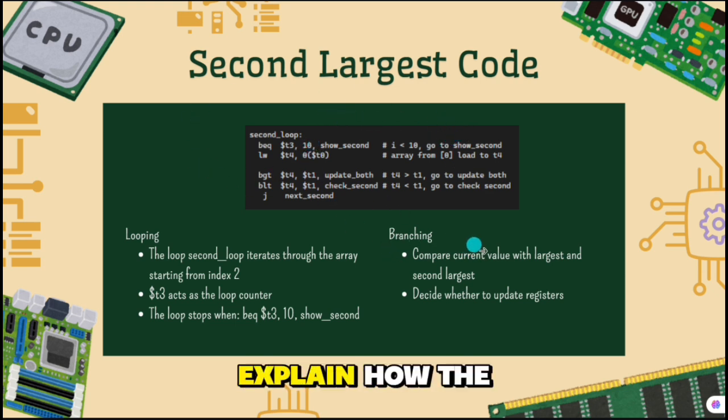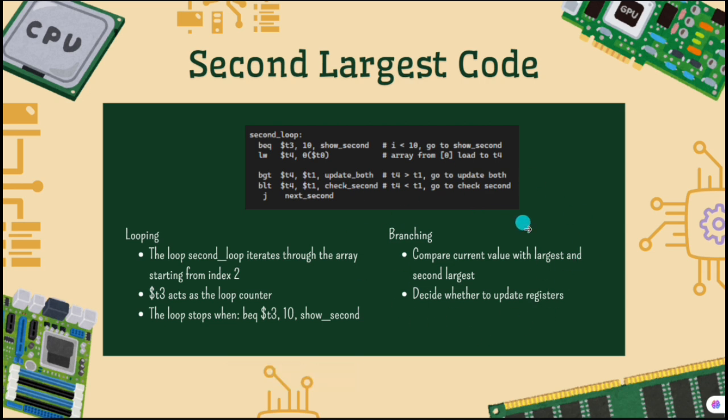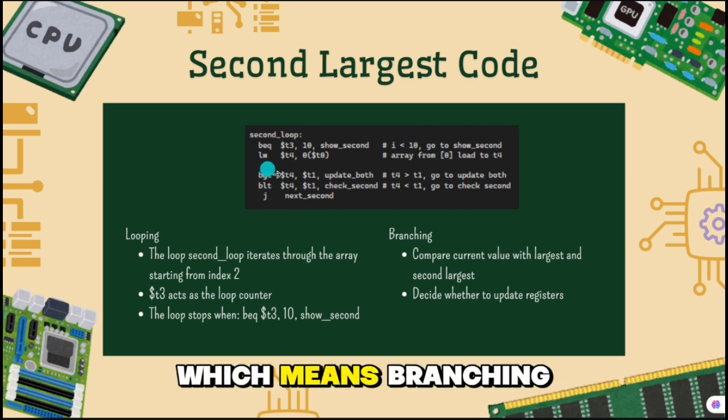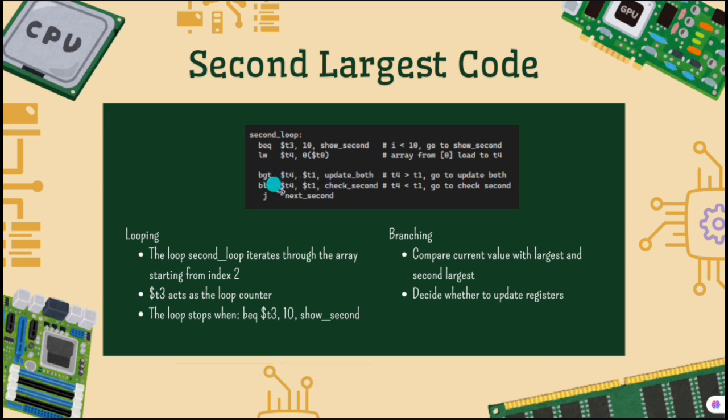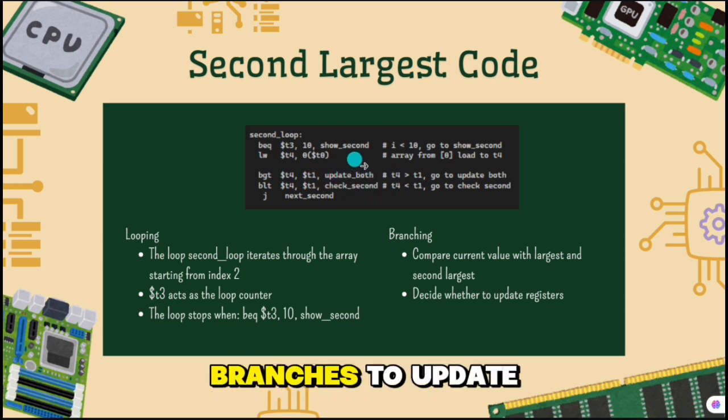Next, I will explain how the branching is used. Branching is used to compare the current array value with the stored largest and second largest values. The first instruction for branching is BGT, which means branch if greater than. We compare T4 with T1: if T4 is greater than T1, we jump to update both. If the condition is met, the program branches to update both the largest and the second largest values.